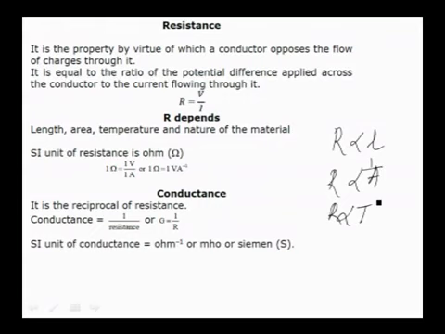The definition of 1 ohm is equal to 1 volt per ampere. The reciprocal of resistance we refer to as conductance, that is G is equal to 1 by R, the reciprocal of the resistance. The SI unit is per ohm or Siemens. These are the two units used for the measurement of the conductance.